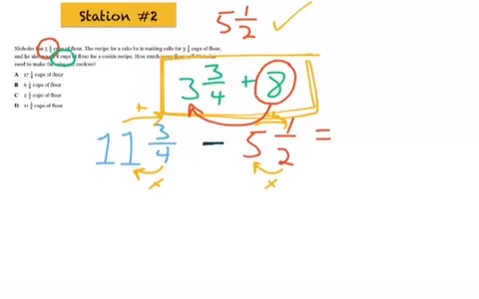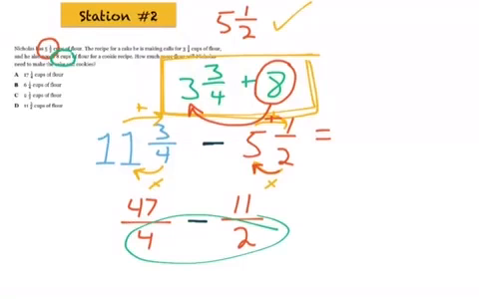So first one, 4 times 11 is 44, plus 3 is 47, and I'm going to put that over 4. We always keep the denominator. Keep my subtraction sign. Over here, 2 times 5 is 10, plus 1 is 11, and we'll keep that over this denominator, which is 2. I cannot subtract yet because I don't have common denominators.